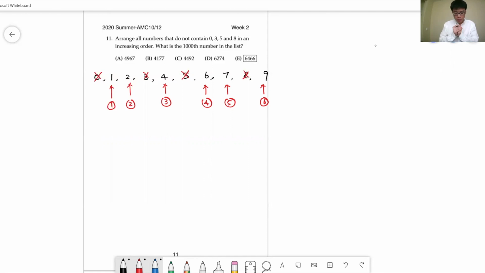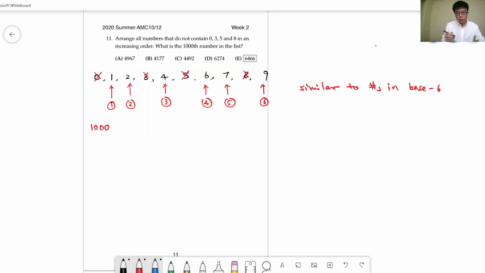Okay, basically this is like a base 6 expression. This is similar to numbers in base 6. So we want to express 1000 in base 6. Okay, so 1000 can be expressed as follows. The highest power that's less than 1000 is 6 cubed.